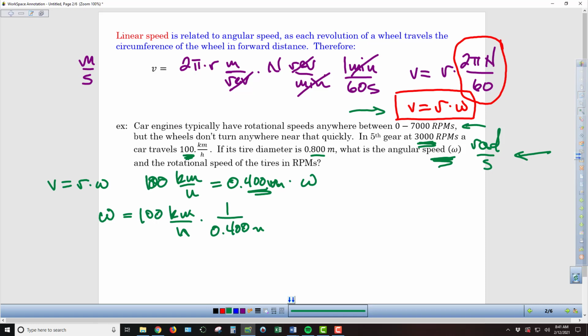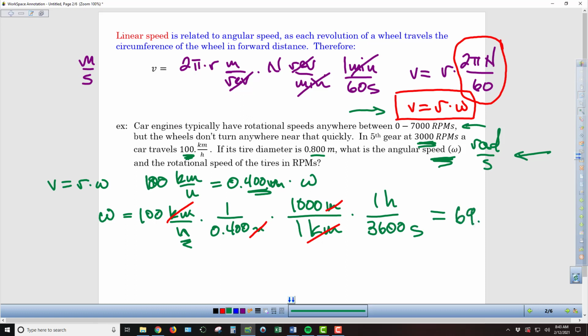Now, for our units, what we want is this radians per second. So radians are essentially a dimensionless quantity. So we just need to get these lengths to disappear, and then we've got to convert these hours into seconds, and then we're going to be in business. So we can use the conversion of 1,000 meters over 1 kilometer. So that will get these kilometers and meters to all disappear. And then I just need to convert those hours into seconds. So I've got 1 hour is 3,600 seconds. And so if we multiply this out, we ultimately end up with a result of 69.4 radians per second. So that's our angular speed.